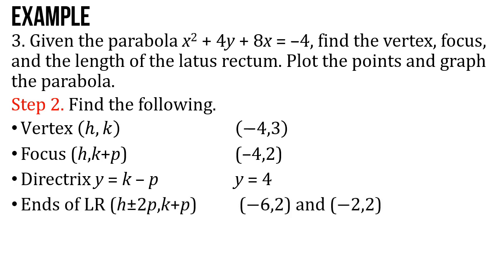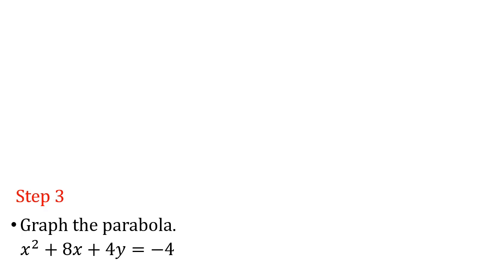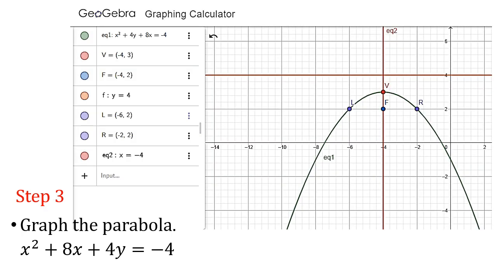Then the ends of the latus rectum are h plus or minus 2p, k plus p. You're going to get negative 6, 2, and negative 2, 2. The axis of symmetry is x equals h, and since our h is negative 4, it will become x equals negative 4. Then step 3, graph the parabola. Take a look at that. We got it right.